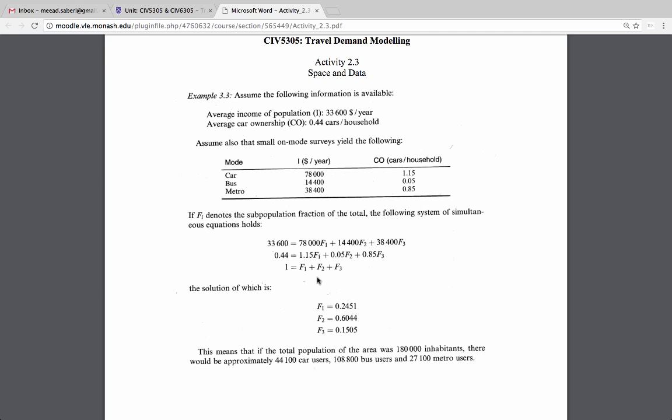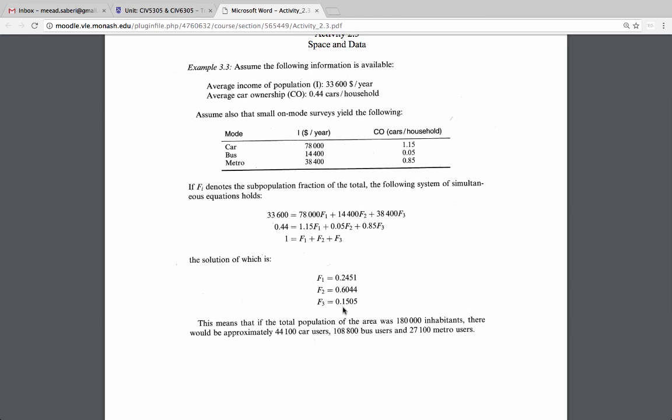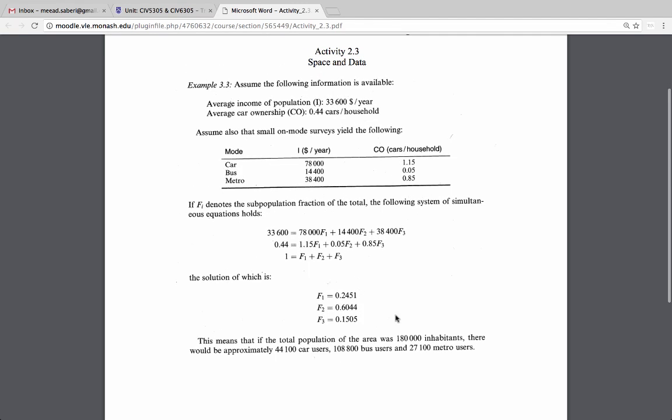Now if we solve this system of simultaneous equations, we get the individual percentages, the subpopulation fractions actually, which tells us that 24% are car users, 60% are bus users, and 15% are metro users. And now if you multiply this by the entire population, let's assume it's about 180,000 inhabitants, there would approximately be 44,000 car users, 108,000 bus users, and 27,000 metro users.